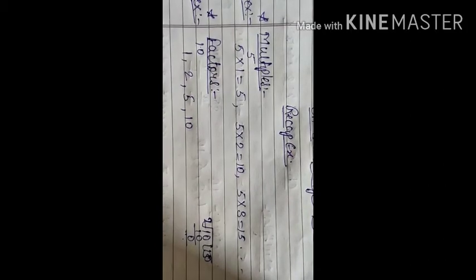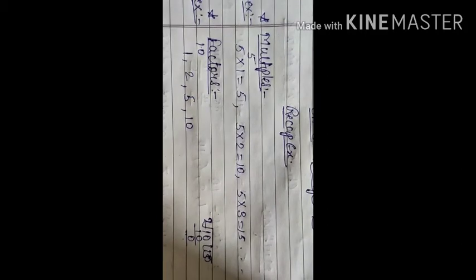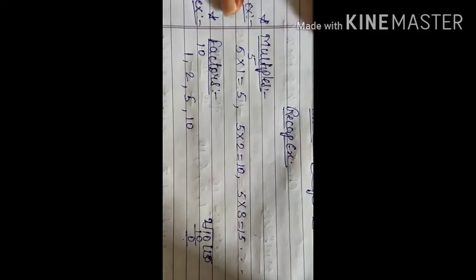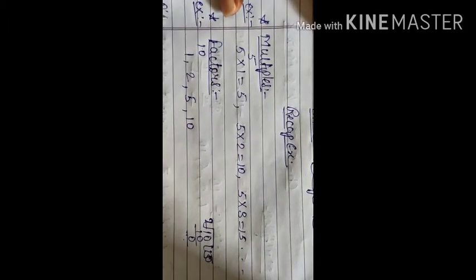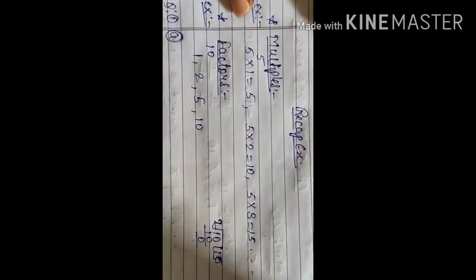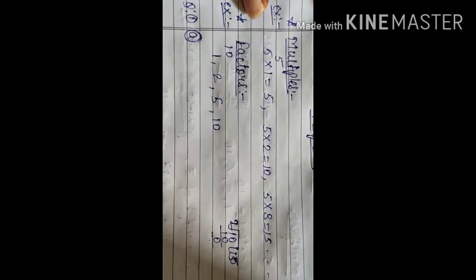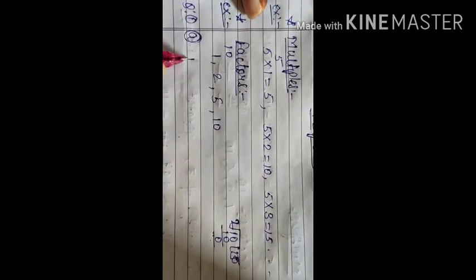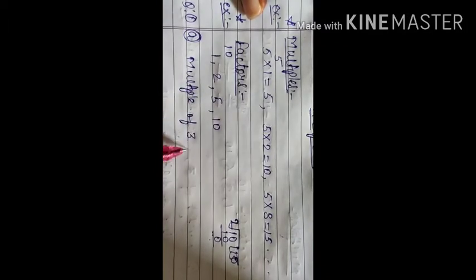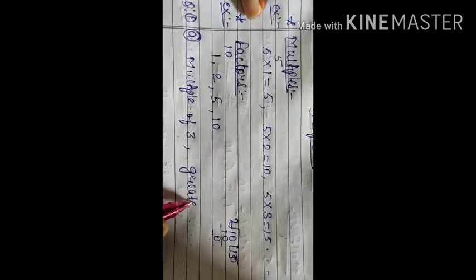Before that, we will start a recap exercise. Recap means whatever you have learned in your smaller classes, we have to revise that and then we will start our chapter. So in the recap exercise, in question number 1, you have two parts. The first part is: write the greatest two-digit multiple of 3. That means here we have to do two things. First, we have to find a multiple of 3. And the next thing is that the multiple should be the greatest two-digit number.